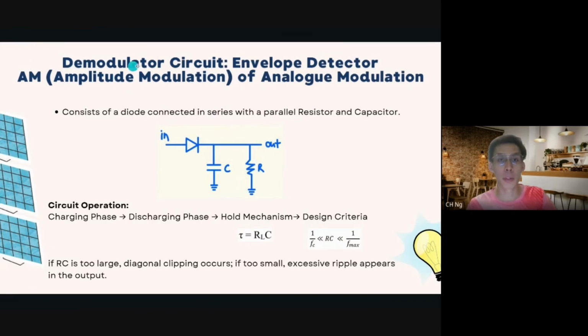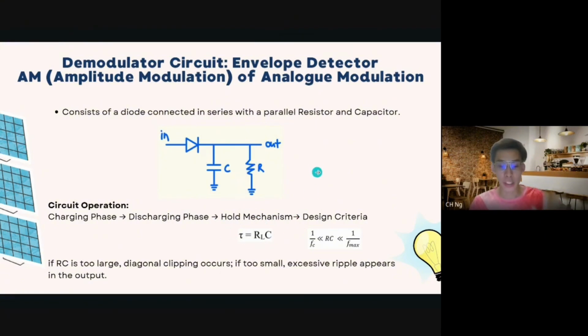Next, let's talk about the demodulator circuit of AM, which is the envelope detector. It consists of a diode connected in series with a parallel resistor and capacitor, as you can see here. So it will first go through a charging phase and then a discharging phase. And then in the whole mechanism, the capacitor discharges through the load resistor RL at a rate determined by tau equals RLC.